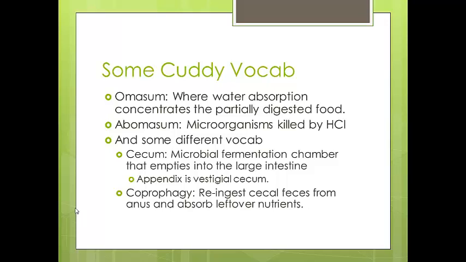Some other vocab. This doesn't really relate to ruminants. The cecum is a microbial fermentation chamber that empties into the large intestine. An appendix is a vestigial version of a cecum in humans. Coprophagy is where cecal feces are re-ingested from the anus to absorb the leftover nutrients.